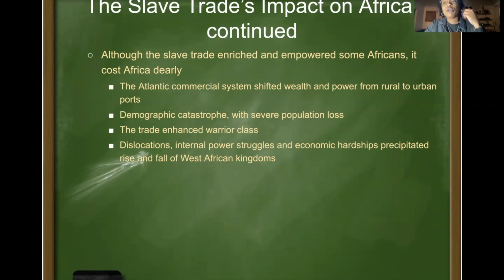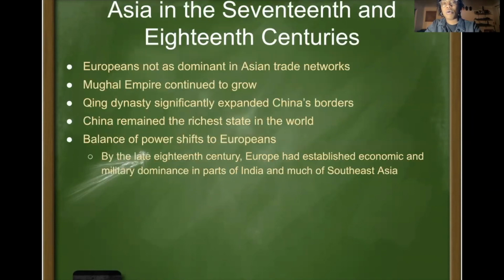Okay. The trade is going to enhance the warrior class. Once again, an imbalance of power. So the warriors, those with weapons, are going to be able to succeed. But remember that a lot of times in Africa, the warrior elites were able to secure and protect themselves from Europeans with their basic weapons, their bows, their arrows, their spears. But man, these guns are going to change everything. All right, so we're going to see dislocations. People are going to have to move or flee. Internal power struggles and economic hardships are going to precipitate the rise and the fall of West African kingdoms. And it's not all going to be pretty.